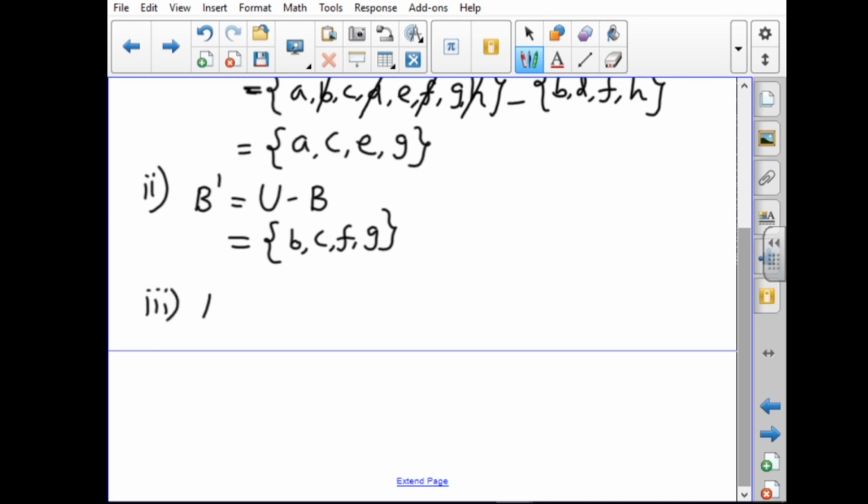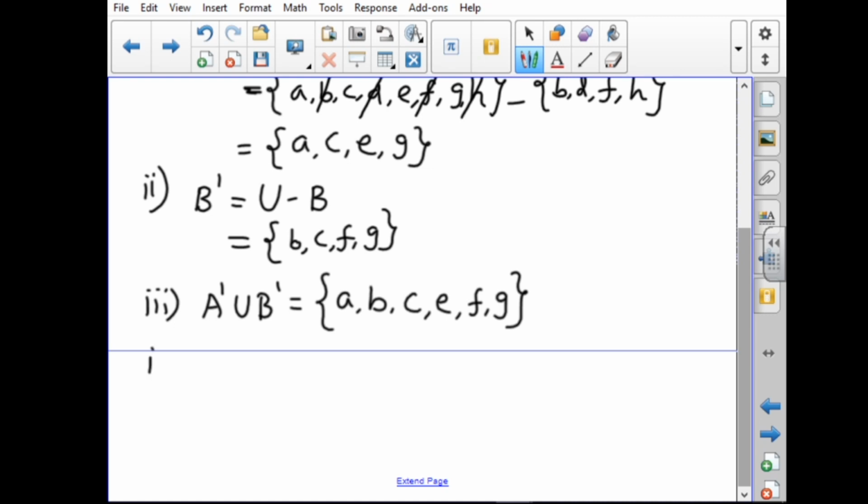Third one, A dash union B dash. That means you have to join the A dash set and B dash set. Okay. So already we found A dash and B dash. So you can use the two sets. So A, B, C, E, F and G. This is A dash union B dash. Okay.